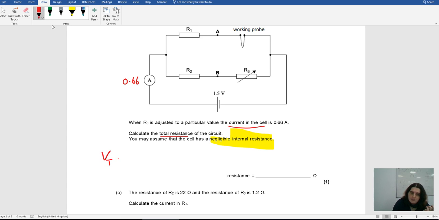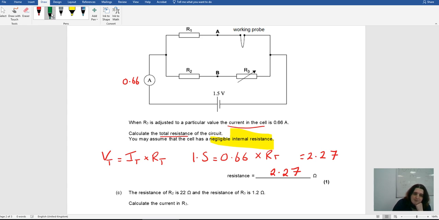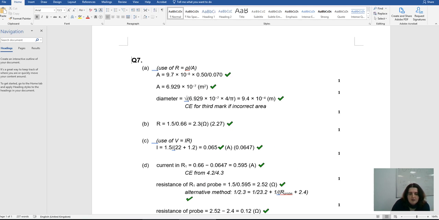So the total voltage equals the total current times the total resistance. So V equals IR, Ohm's law. So I know my potential is 1.5, my current is 0.66, so my total resistance is going to be 1.5 divided by 0.66, which is going to be 2.27, sorry, 2.27 ohms there. Okay, and that's just worth 1 mark because it's just using V equals IR. As you can see here, it just gives you 1 mark.